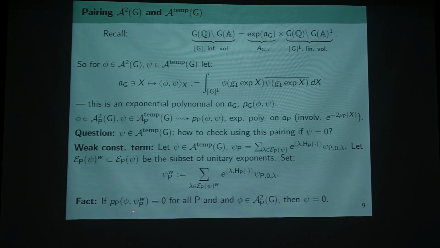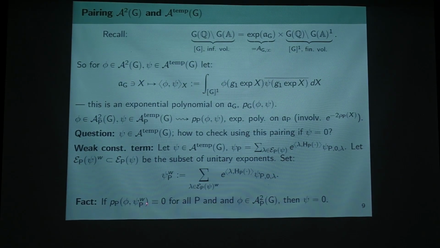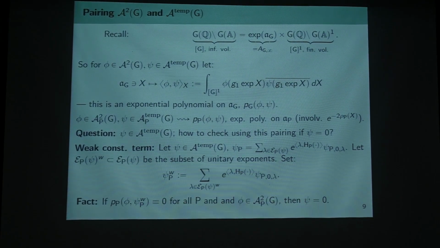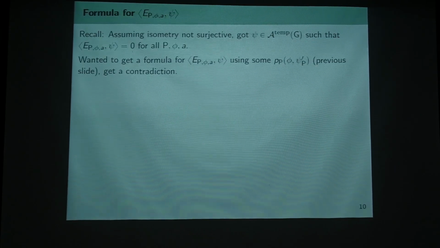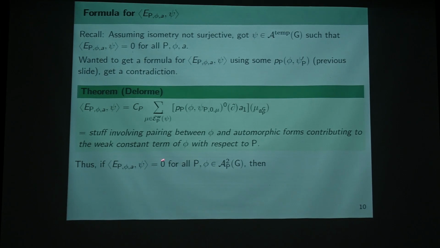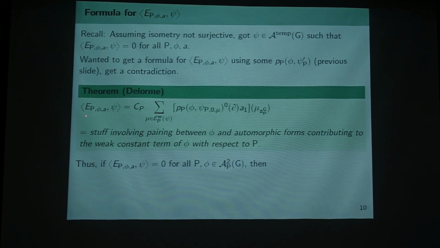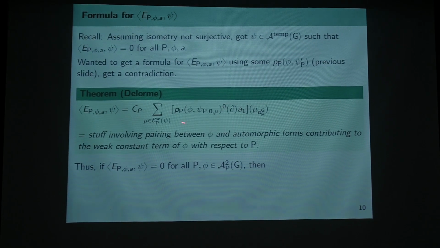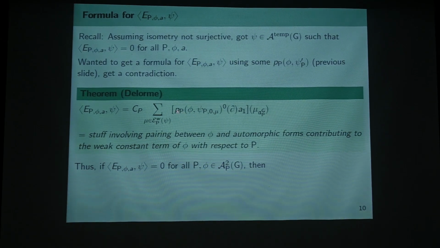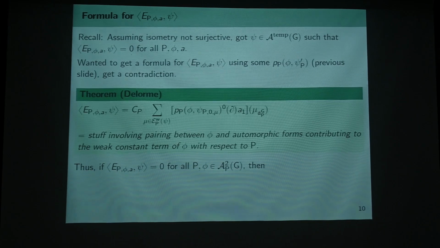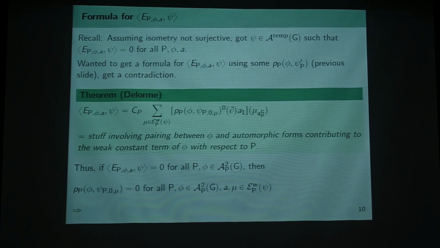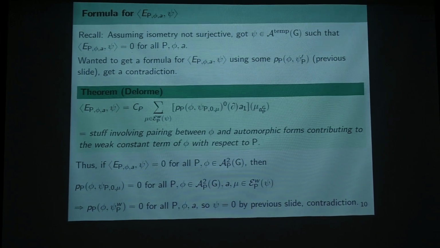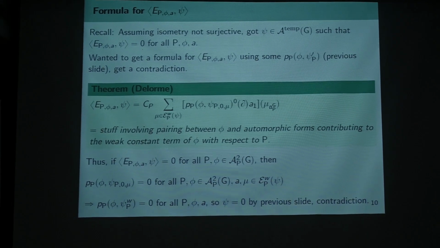Yeah, this last fact that I had written here, whether a tempered automorphic form can be 0 or not, can be checked using pairings with various constant terms and various square integrable automorphic forms. And what Delorme's formula does is it reduces to that fact: given P and phi, you can form wave packets like this and pair them with psi. That will give you information about the pairing between phi and the constant term of psi. So this is the main result, the main technical input that Delorme proves: a formula for the inner product between a wave packet and a tempered automorphic form.